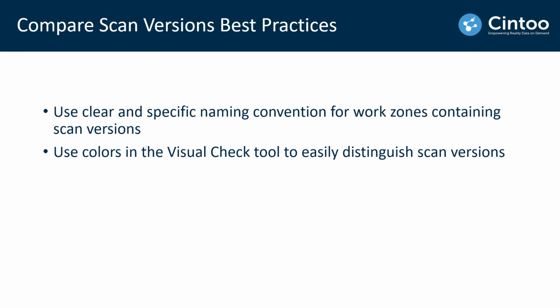And a couple best practices for scan-to-scan comparisons to wrap up this presentation. Use clear and specific naming conventions for the work zones containing the different scan datasets, and utilize the color overrides in the visual check tool to quickly identify which elements belong to which scan versions.